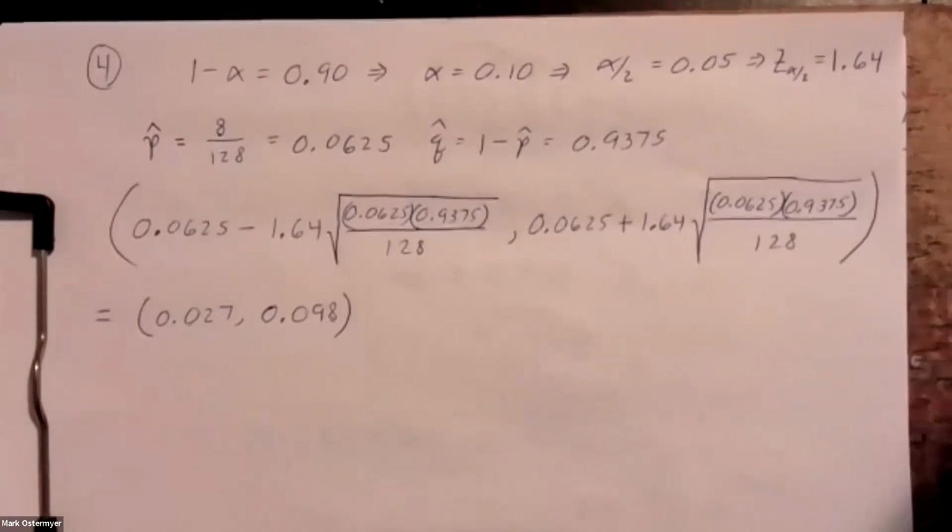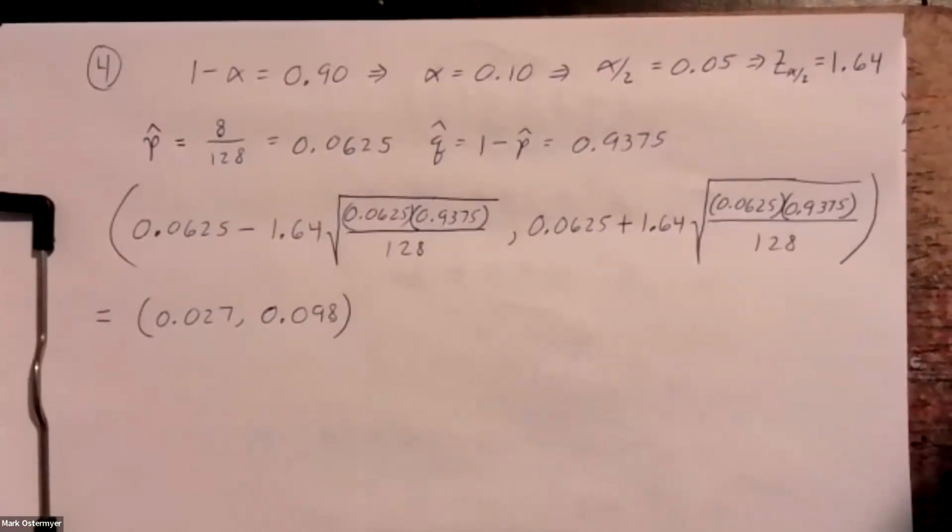All right, so number 4. In 2019, 1.1% of cars sold had a manual transmission. A random sample of college students who own cars revealed the following: out of 128 cars owned, 8 had manual transmissions. Estimate the proportion of college students who drive cars with manual transmissions with 90% confidence.